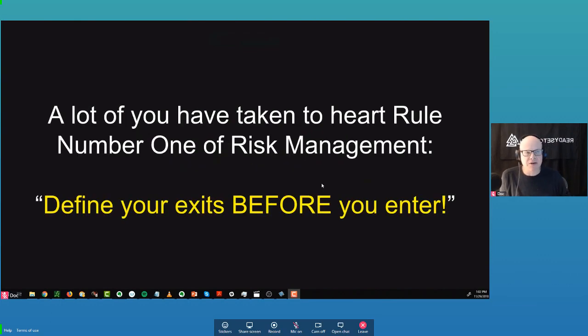A lot of you have taken to heart rule number 1 of risk management. I've been pounding on the desk about this for a long time, right? Don't enter a position before you define your exits first, or something to that effect. I've been saying that for quite some time, and it's starting to take hold. People are starting to think about it before they enter. And this is going against every impulse in your body. Just like when you see something running, you just want to jump on board, and wait a minute, time out. We have to define our exits first.